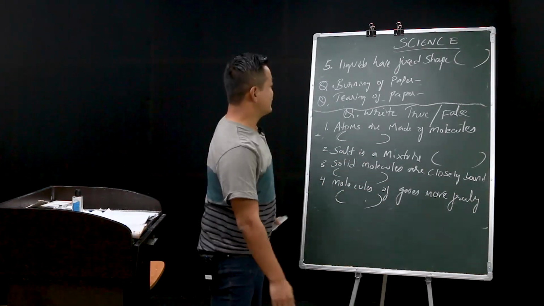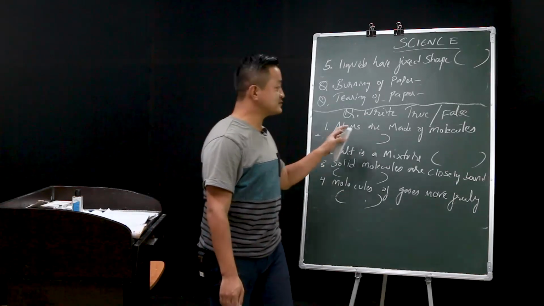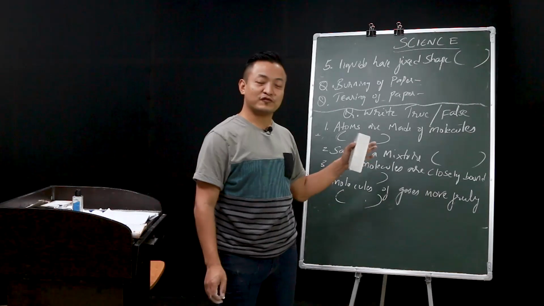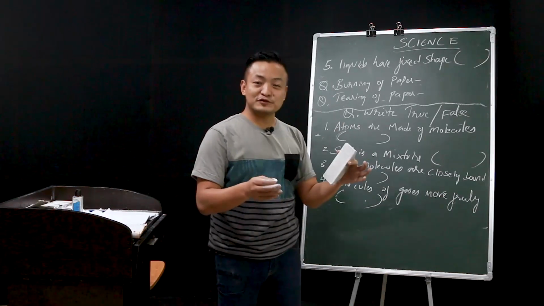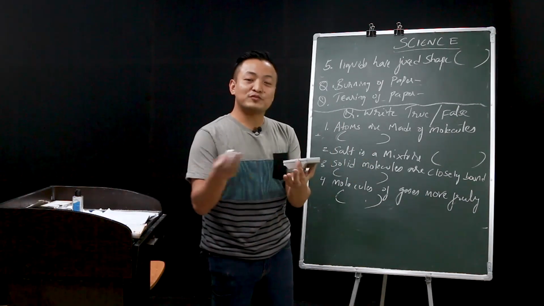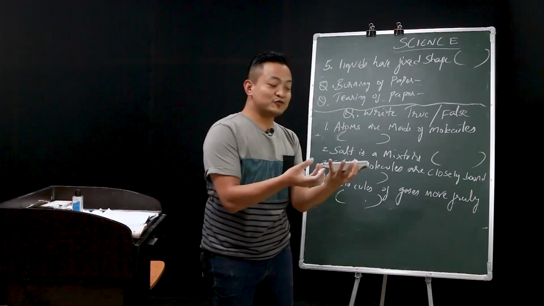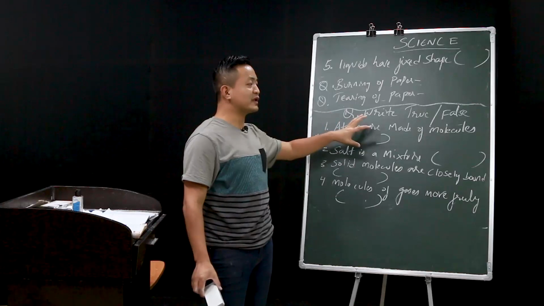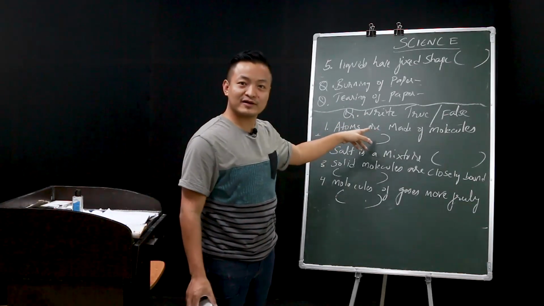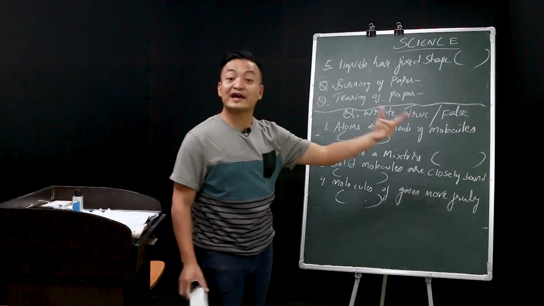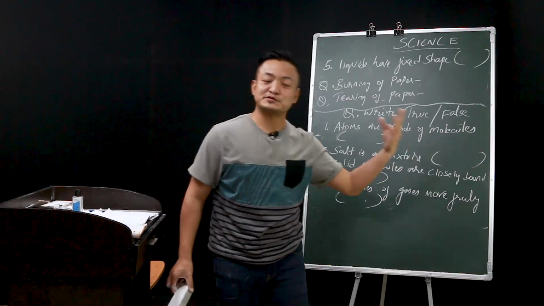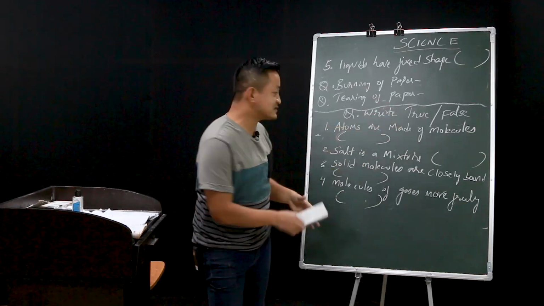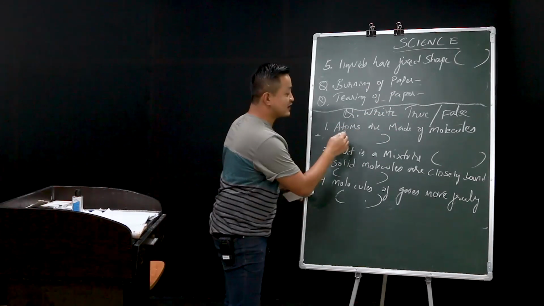Okay, so now the first one: atoms are made up of molecules. Atoms are made up of molecules. Is that true or false? See, two or more atoms combine to make a molecule. Clear? Two or more atoms give a molecule. That means they are saying that atoms are made up of molecules. This is a lie, right? Because the atom is the tiniest one. Atom is the smallest one. Then how are atoms made up of molecules? This is a lie. So this is false. Yes, I know, like all of you said false.